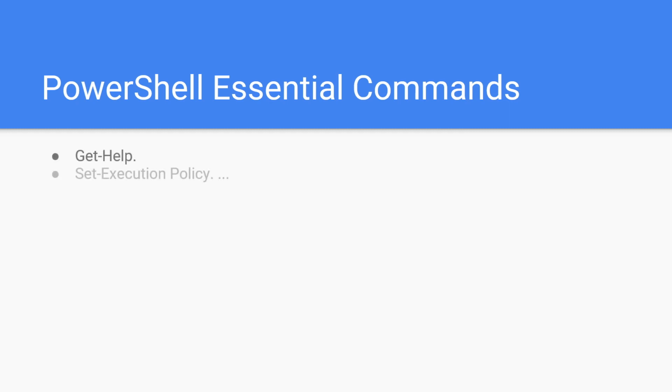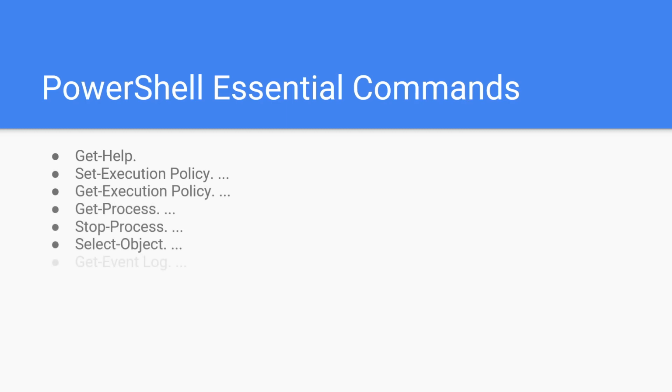We have Get-Help, Set-ExecutionPolicy, Get-ExecutionPolicy, Get-Process, Stop-Process, Select-Object, Get-EventLog, Export-CSV, ConvertTo-HTML, Get-Service, and more. These are the most essential commands in PowerShell. Of course, there are other commands, and we will talk about them in detail, step by step. We will build scripts from scratch, and we will learn how to get anything we want, okay? For now, keep that in your mind.